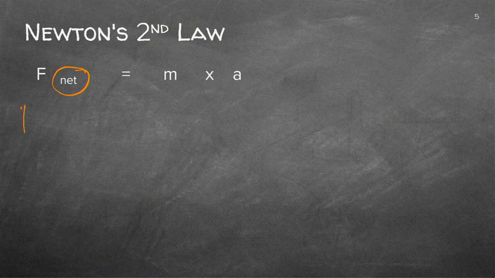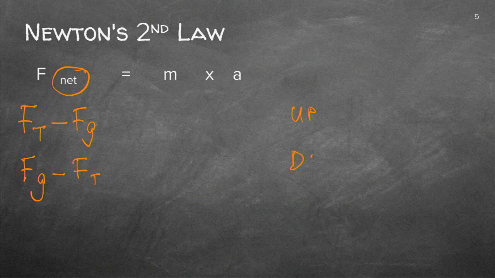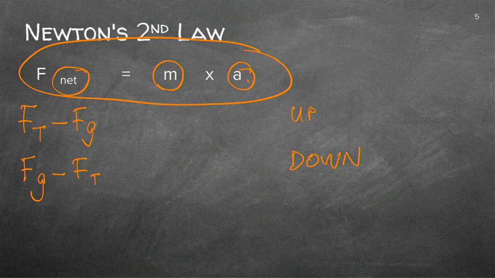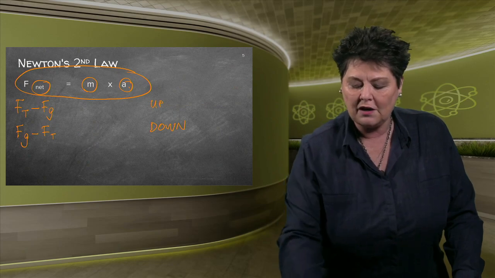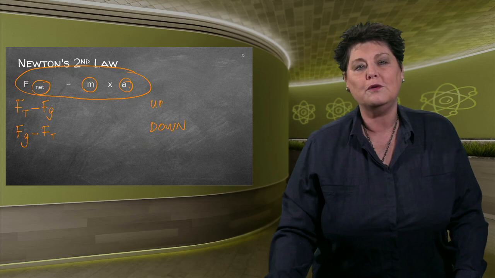So it would either be the tension minus the gravity, when it's going up, or it will be the gravity minus the tension, when it's moving down. And then you'll have the mass. You might be asked to calculate the acceleration, or they might ask you a few other questions. But this is the core of Newton's questions: they'll always apply Newton's second law. So make sure that you know the directions in order for you to do a calculation.